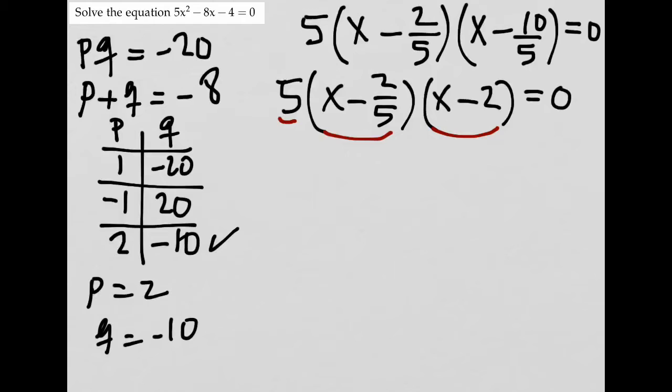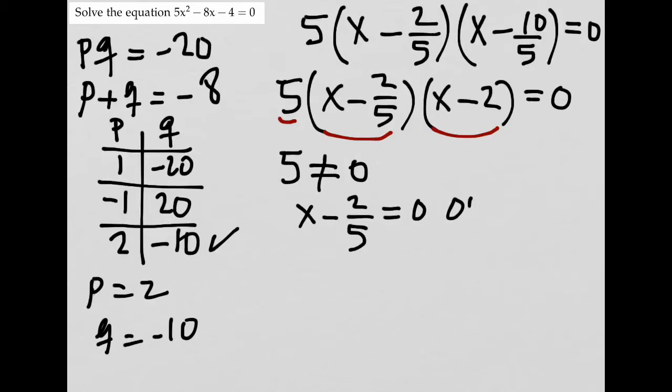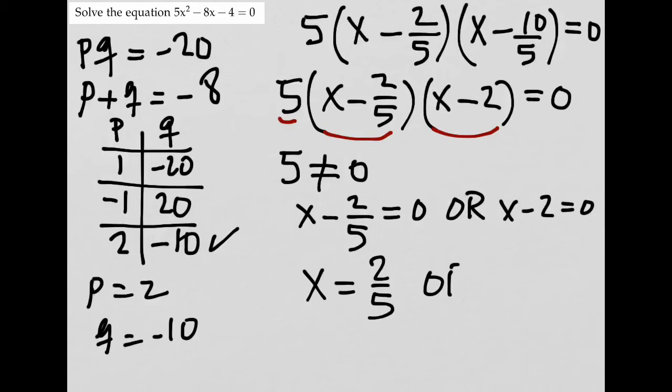By the zero factor property, at least one of them must be 0. We know for sure that 5 is not equal to 0, so at least one of the other two factors must equal 0. So this boils down to writing x minus 2 over 5 equals 0, or x minus 2 equals 0. Solving these linear equations gives x equals 2/5 or x equals 2 as the solutions to our equation.